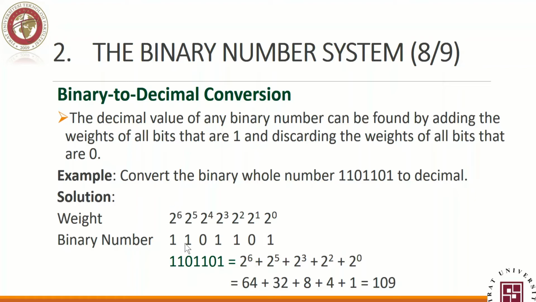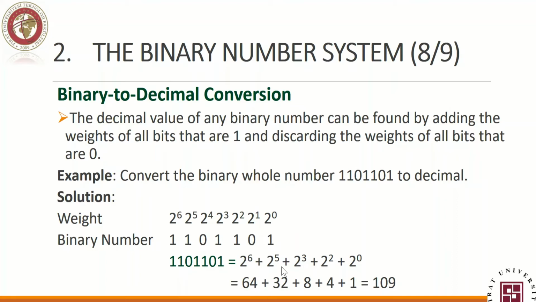Or if you would like to start, you can start from here, or from here. It doesn't matter. There is actually no fixed method, unless you want to go from left to right, which is more organized. So you can start from here: 1 times 2 to 6 plus 1 times 2 to 5. When you multiply 1 by anything, it's the same value. So 2 to 6 plus 2 to 5. Now 0 times 2 to 4. 0 multiplied by anything is 0, so ignore it. Then plus 2 to 3 plus 2 to 1. Here is 0. Plus 2 to 0.